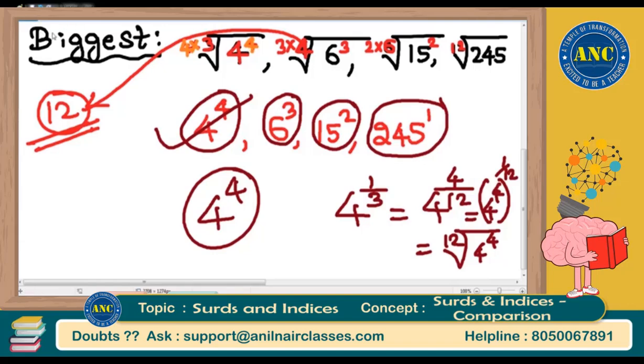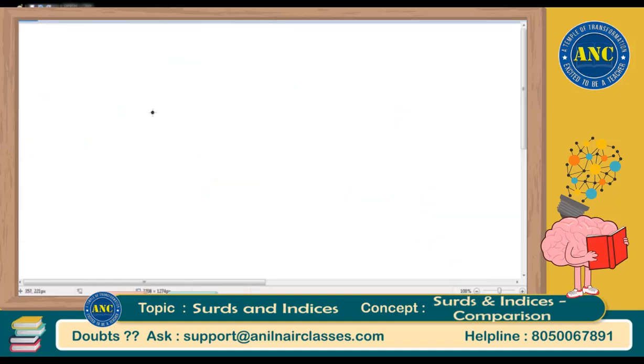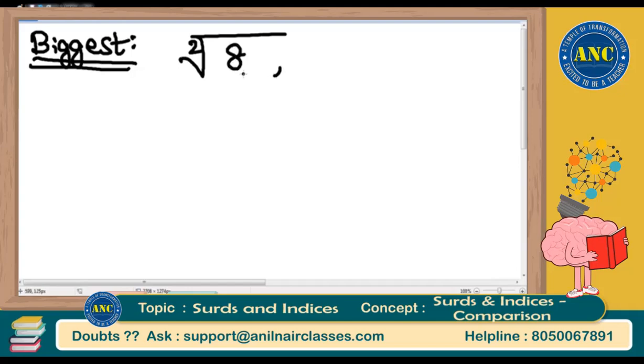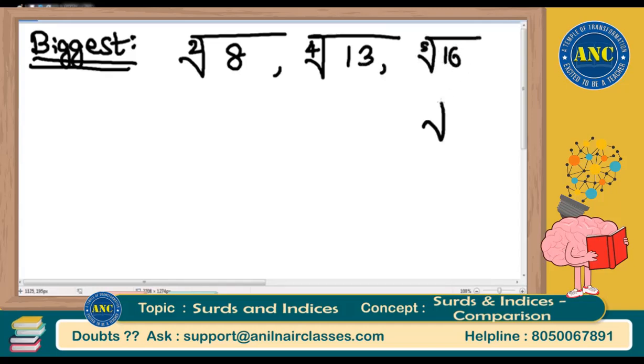I believe the idea is clear, sir. We will use this method and solve another beautiful question. Which is the biggest? Listen carefully. Let us not make the power a fraction. Which is the biggest? Square root of 8, where I wrote a 2 there, which we will usually not write. 4th root of 13, 5th root of 16, and then the last value is 10th root of 41, right? 10th root of 41. First find out 2, 4, 5 and 10.